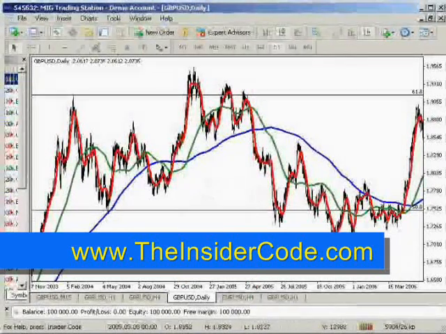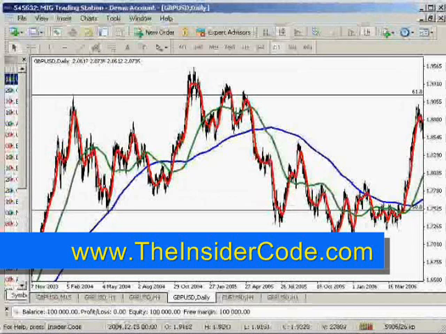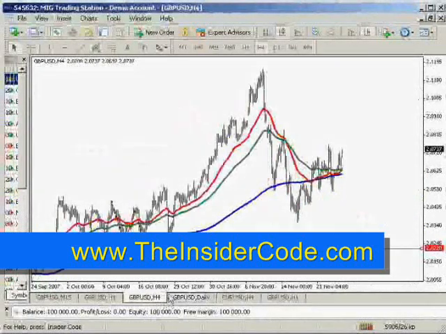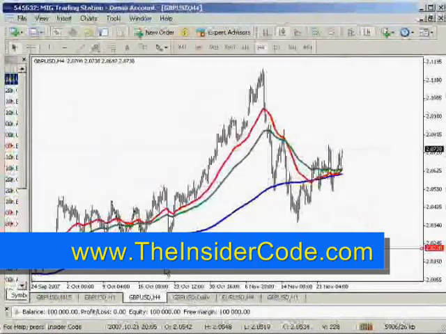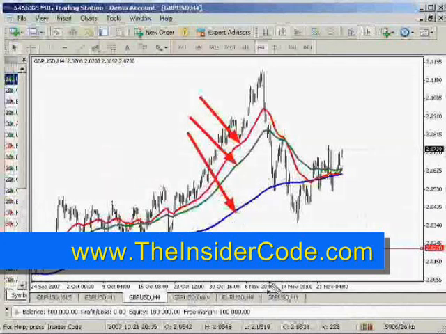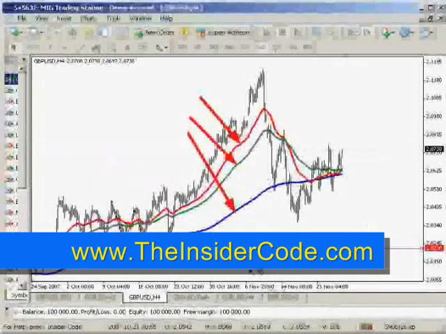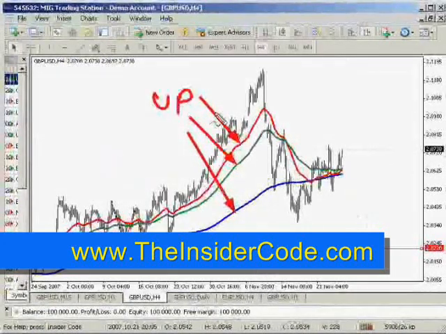That's why we use multiple time frames. Now, when you go to a different time frame, for example, the 4-hour bar, the one thing that you have to realize is that we look for trends in the same way. You can see here that the 32 moving average is on top of the 64, which is on top of the 200. So we have an uptrend.